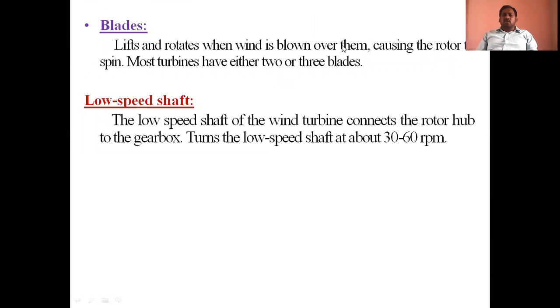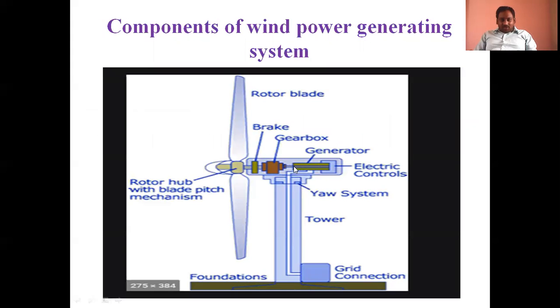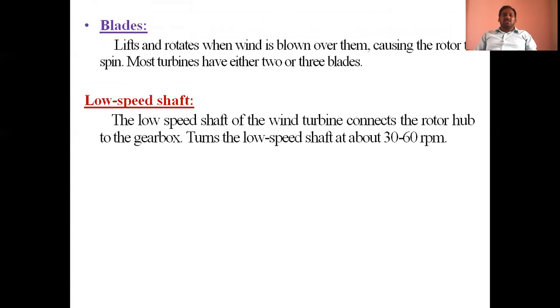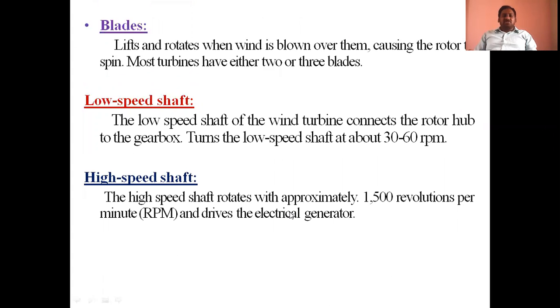The low speed shaft is about 30 to 60 RPM. It is not suitable for the operation of a generator, which requires minimum 1500. That's why we use high speed shafts. So see, this is the high speed shaft. This is from the gearbox to the generator. Here, due to the mechanism of the gearbox, these low speeds are converted into high speeds. So that's why the high-speed shaft rotates with approximately 1500 revolutions per minute and drives the electrical generator. To drive the electrical generator, the high-speed shaft is installed in the wind power generating system.